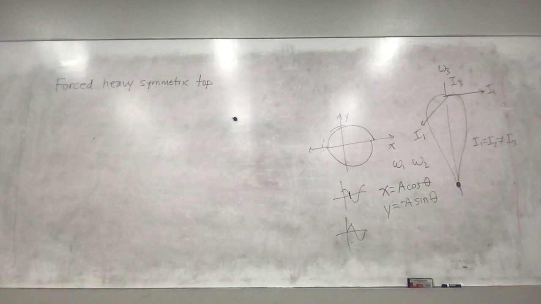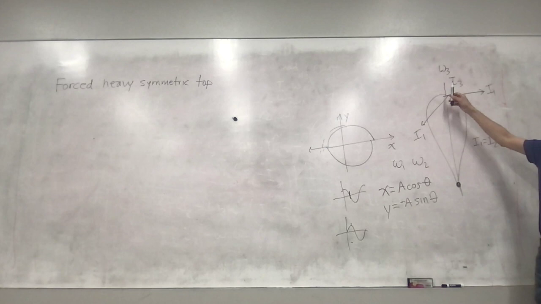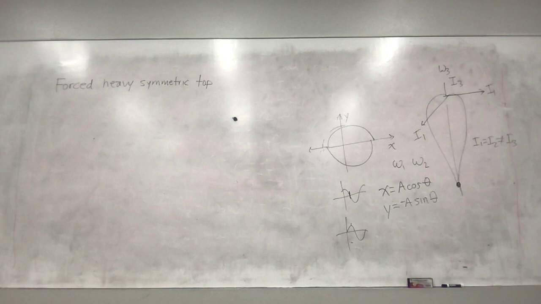And so I guess you can make some simplifications. If you assume that the top is rotating very fast, then most of the angular momentum is going to be along this axis. So, you know, heavy, it's easier to predict. Symmetric, well, it's going to have this symmetry with two of the principal moments of inertia being equal.